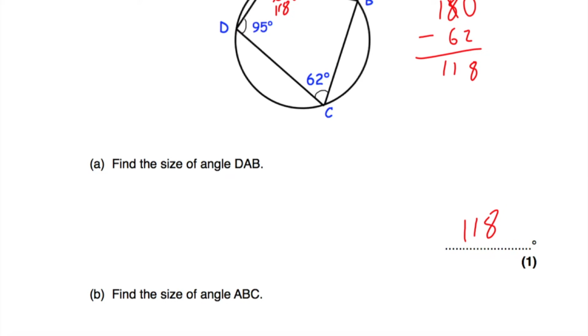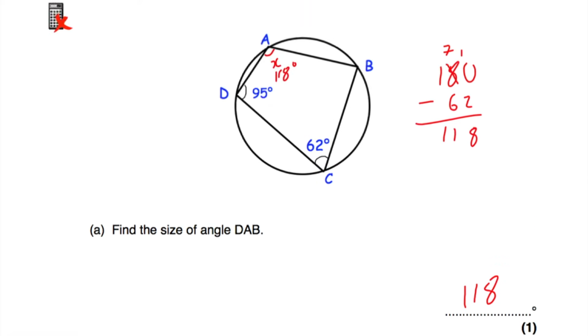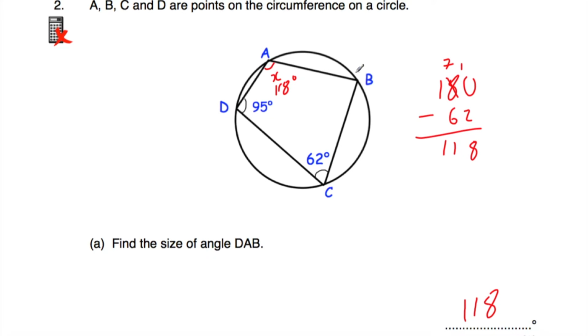And then part B. Part B says work out the size of angle ABC. So that's ABC. We now want to find the size of this angle here. Now we could add together the 3 angles that we've got already, the 118, the 95 and the 62, and take those away from 360, and then we get the size of that angle. So that's one way we could work out the size of that angle. Alternatively, we could just look at the opposite angles. And remember, the opposite angles in a cyclic quadrilateral add together to be 180 degrees. So if we want to find the size of this angle, ABC, we just need to take 95 away from 180, and that'll tell us the size of this angle.